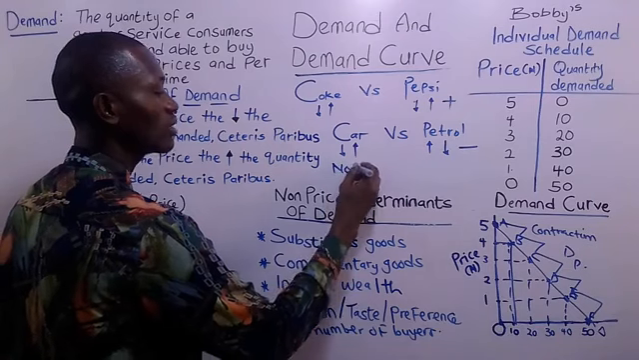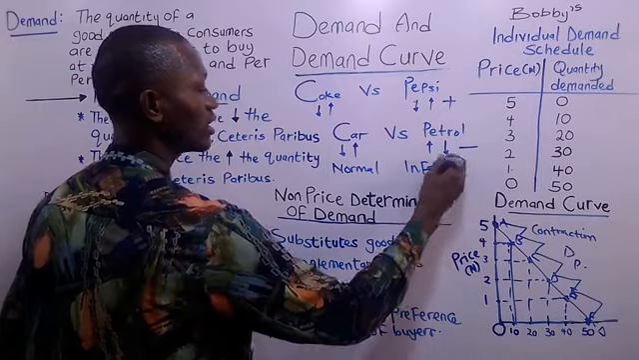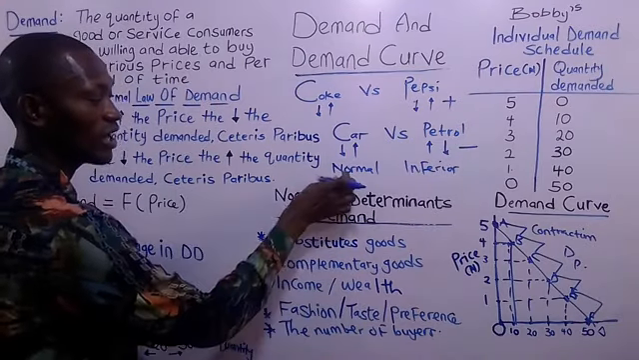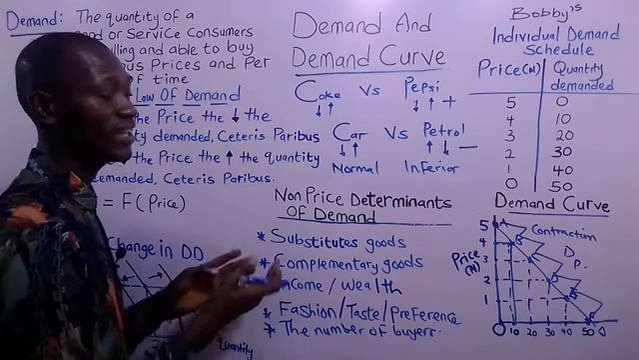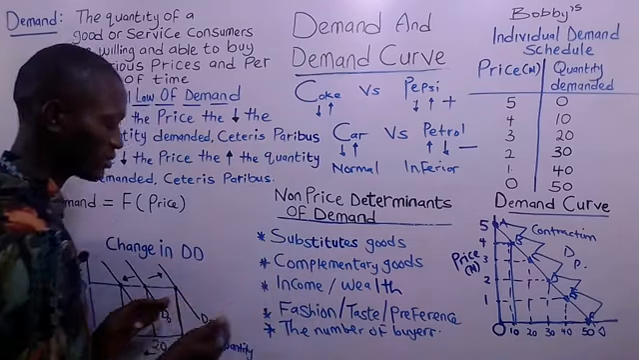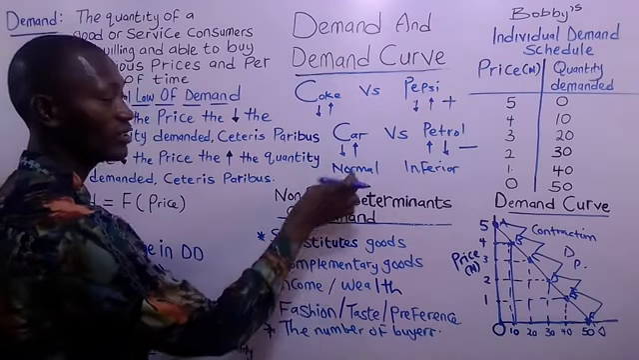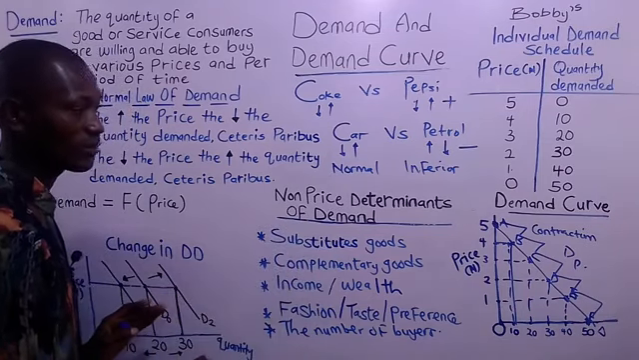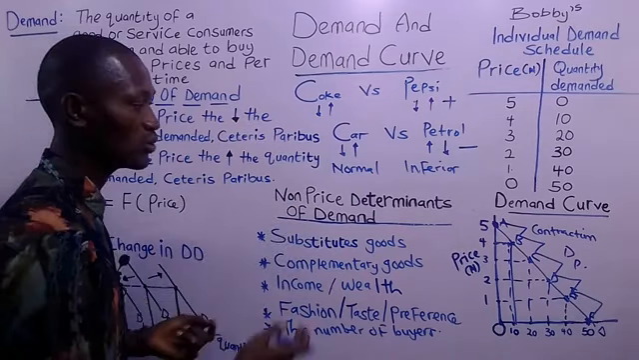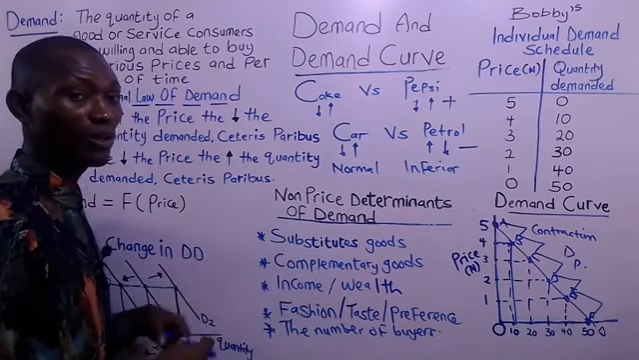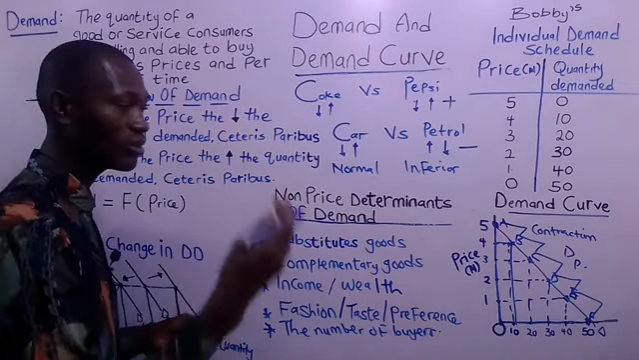We have normal goods versus inferior goods. How does income affect normal goods? Normal goods are goods that when income increases, their demand also increases. That means it will shift the demand curve to the right. And when income decreases, their demand also decreases. That means whichever way income goes, demand for normal goods also goes. A good example of normal goods: we have restaurant meals, designer clothes, holidays abroad, and all that.